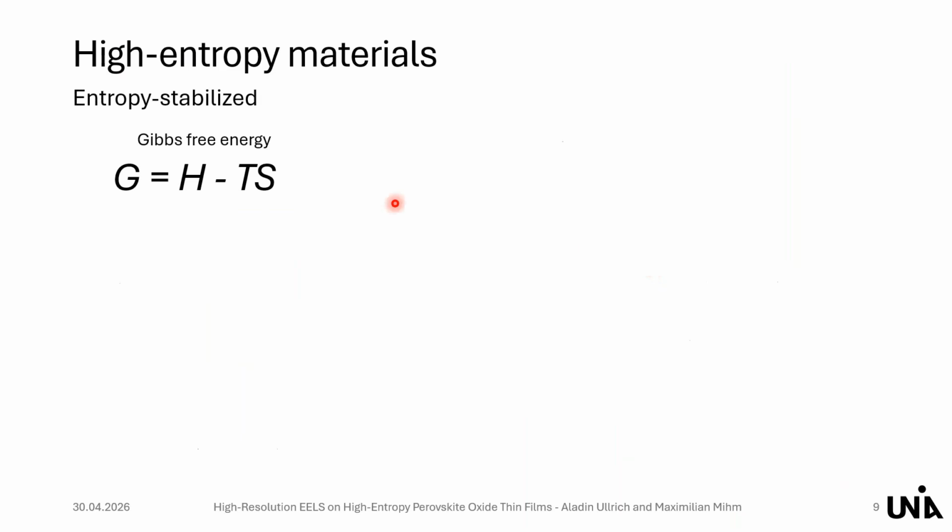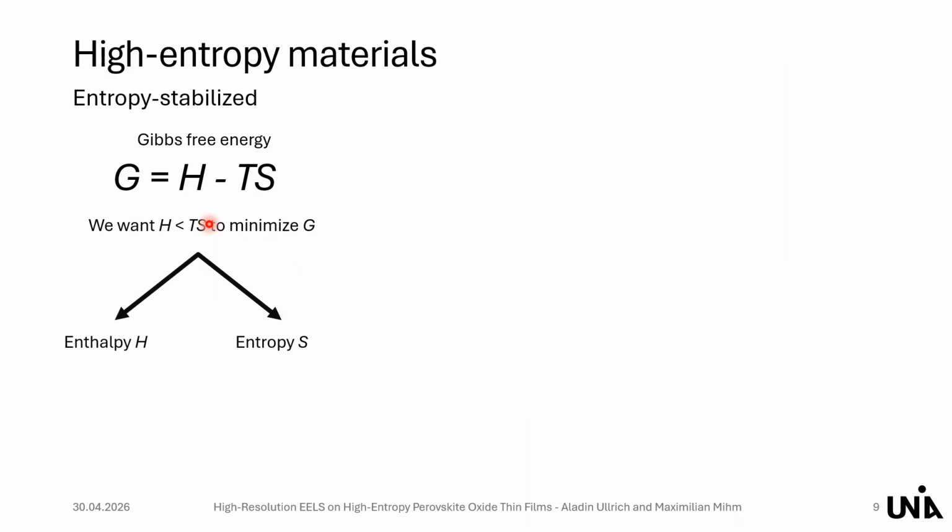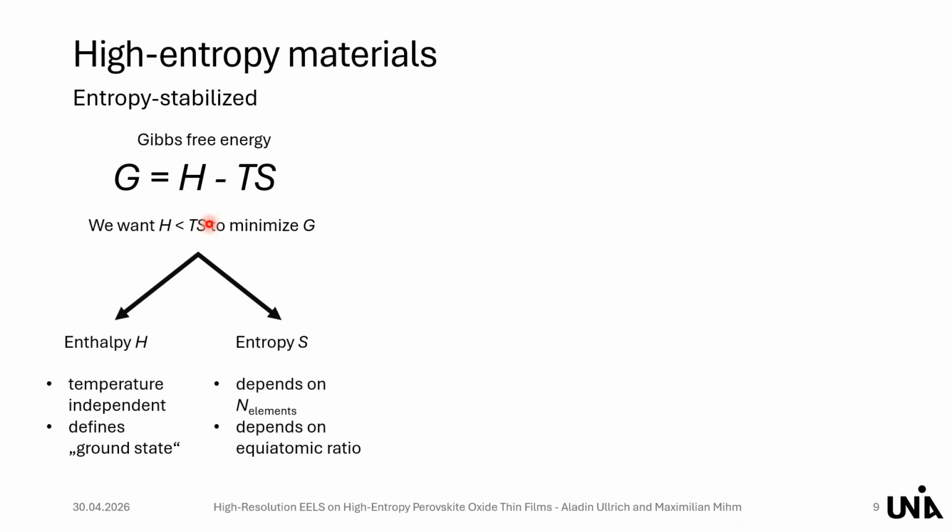So what we want is, here we have the Gibbs free energy equation, we have the enthalpy term and the entropy term. And what we want is to minimize our Gibbs free energy. And we can do this if our entropy term, the T times S, is bigger than our enthalpy term. The enthalpy is temperature independent and defines our ground state. And the entropy depends on the number of elements and also on the equiatomic ratio, as we have seen before from the formula.